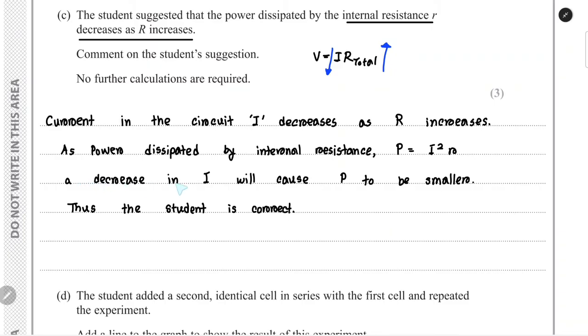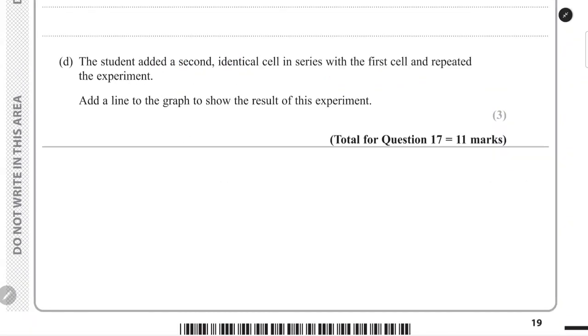And we know that there is a decrease in I. If the value of I decreases, the power dissipated over here by internal resistance will also decrease. Hence, the student's suggestion is correct. Now, we are told that in part D, a student added a second identical cell in series with the first cell and repeated the experiment.